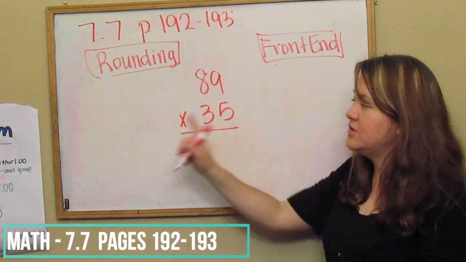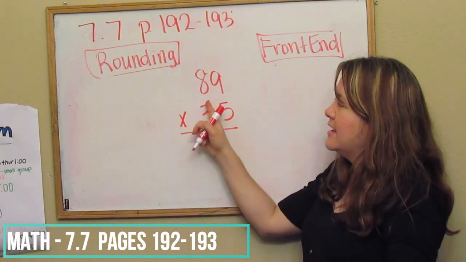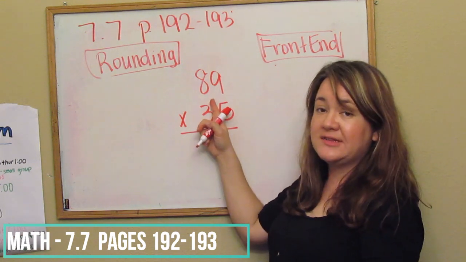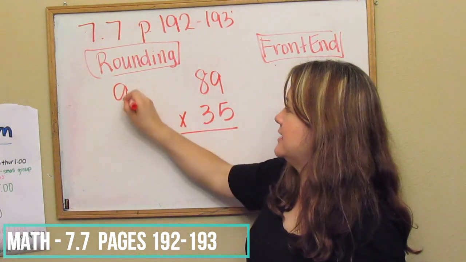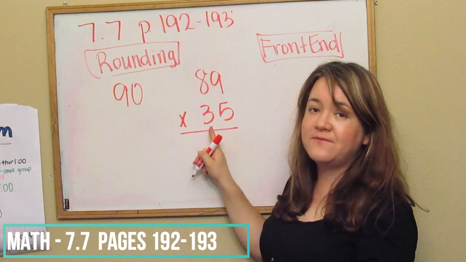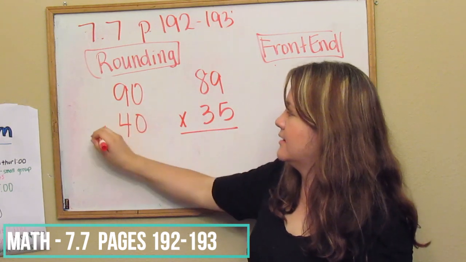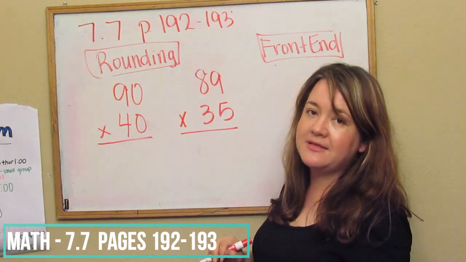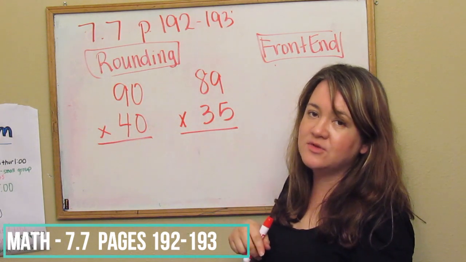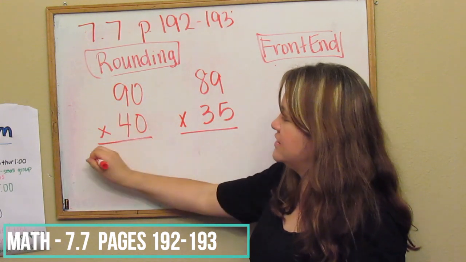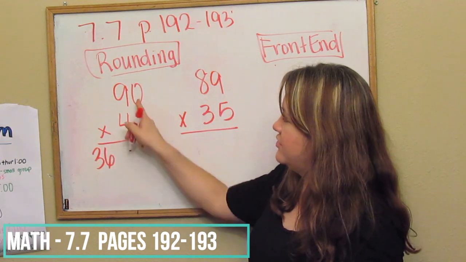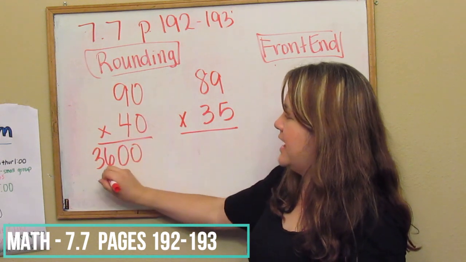Okay, so let's use the first method of rounding. 89 to the nearest 10 is going to be 90, and 35 to the nearest 10 is going to be 40. We're going to multiply those like the method we used last week. 9 times 4 is just 36 with 2 zeros at the end.